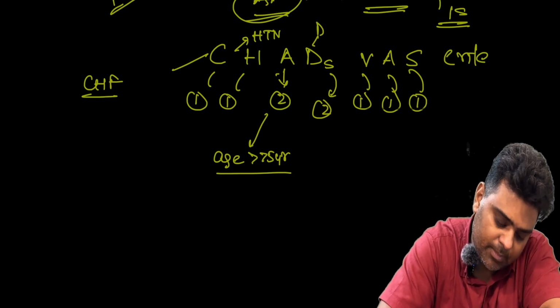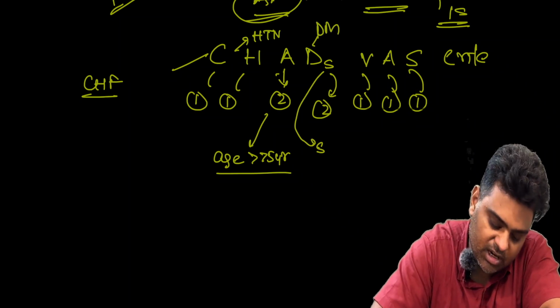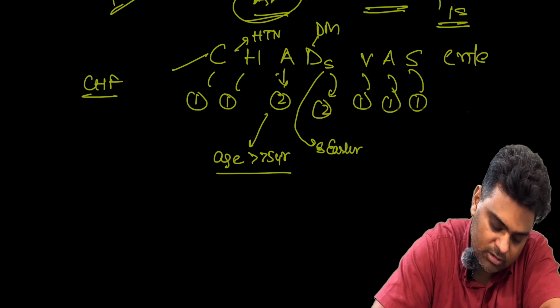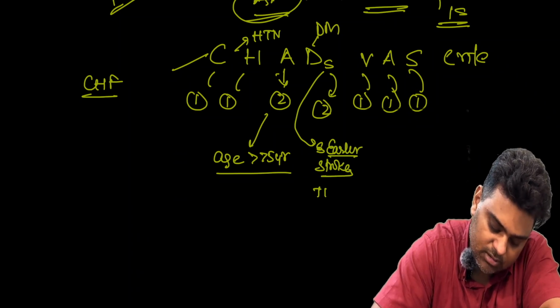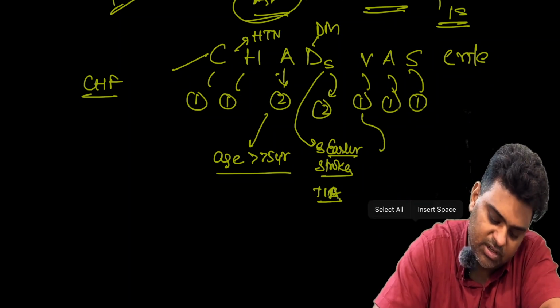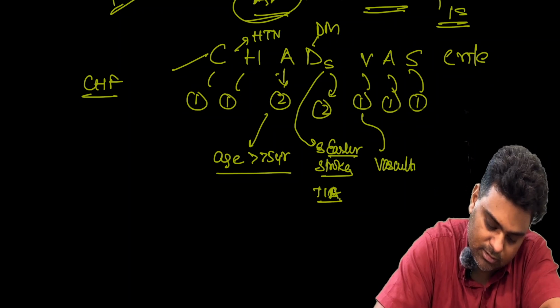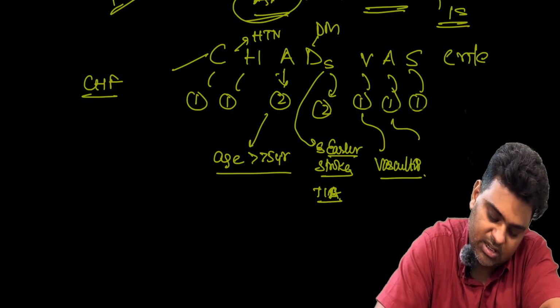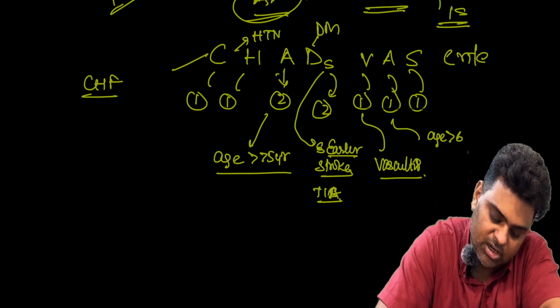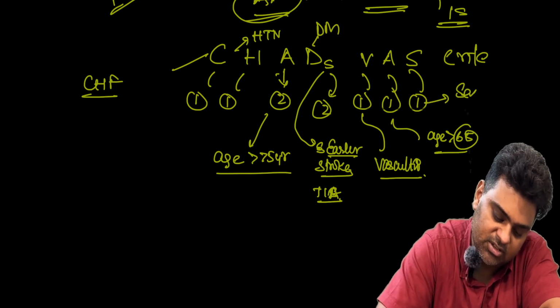This D is for diabetes mellitus. This S, which is given 2 points, is for earlier stroke or earlier transient ischemic attack. This one is for vasculitis. This A is again for age, but here the cutoff point is 65. And this S is for sex, if the sex is female.